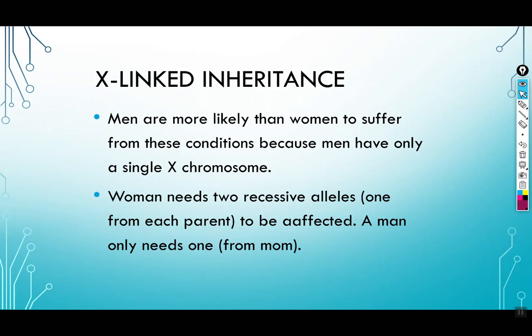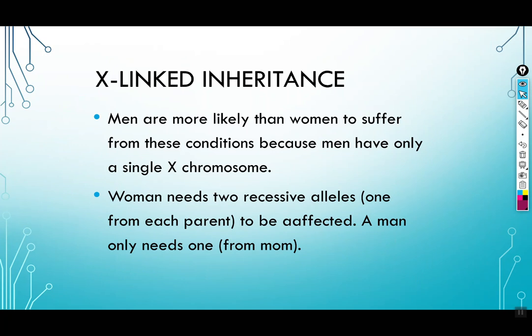All right, so with X-linked inheritance, men are more likely than women to suffer from these conditions because men only have a single X chromosome. So they don't have two copies of X where one good copy of a gene could be on the other chromosome. So if a woman is affected, she needs to have two recessive alleles, one from each parent, to be affected. So it is possible for women to be affected by these disorders. It's just not nearly as likely. So that's what we're seeing here.